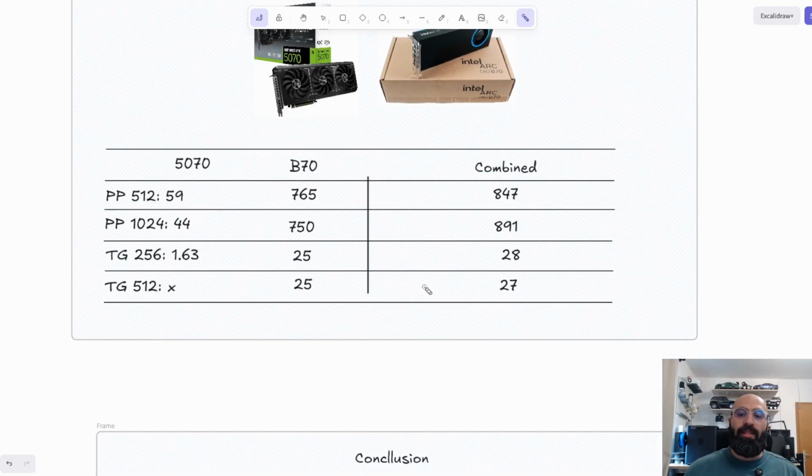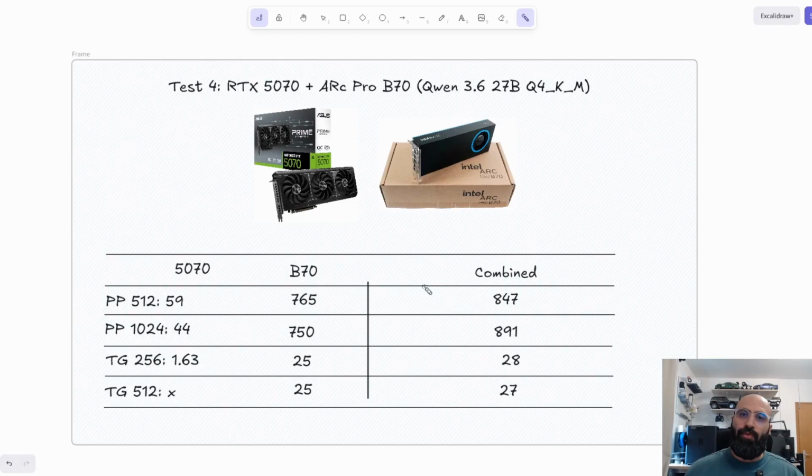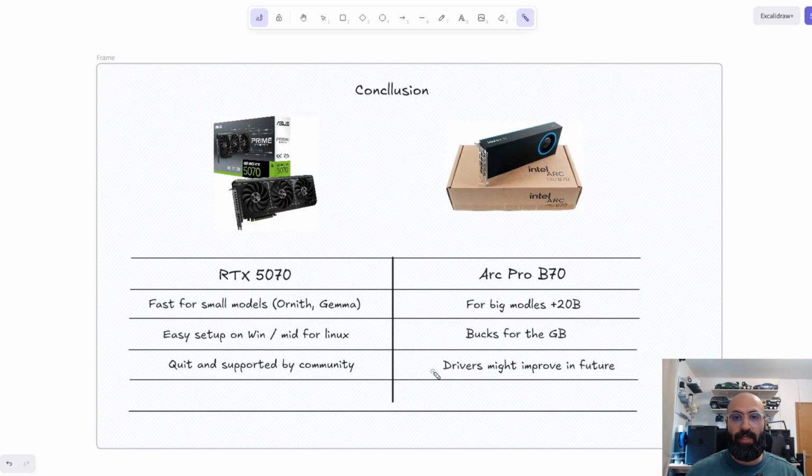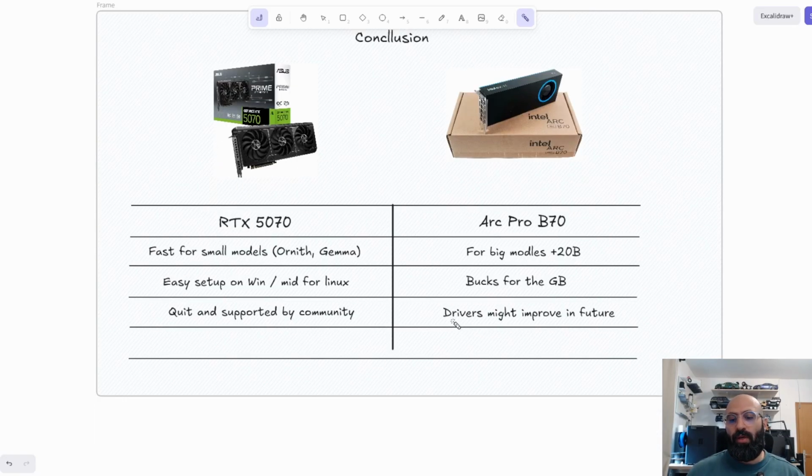So I hope these numbers give you an overview of the performance of the B70. The B70 really falls behind when it comes to the software for now. It is not the easiest, let's say, GPU to set up. But I'm hoping there will be improvement when it comes to the software or the drivers in the near future. I hope this video was helpful to some of you.